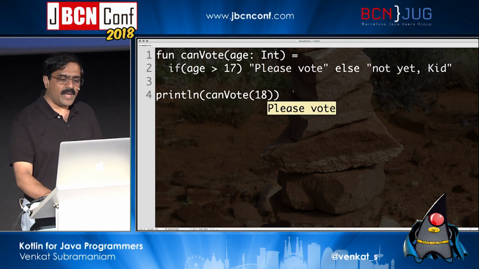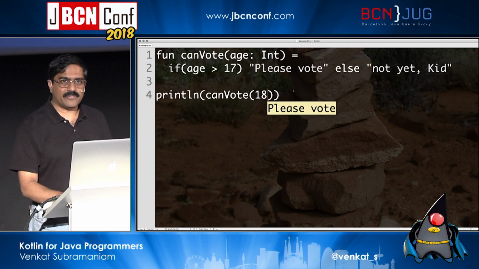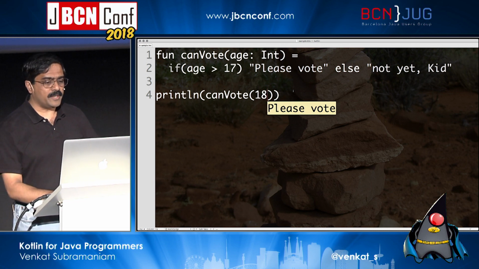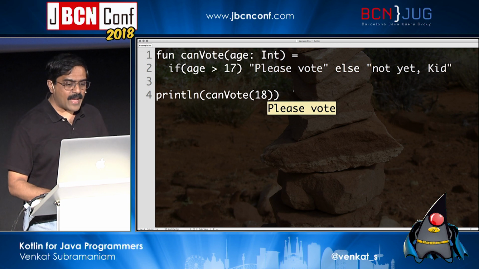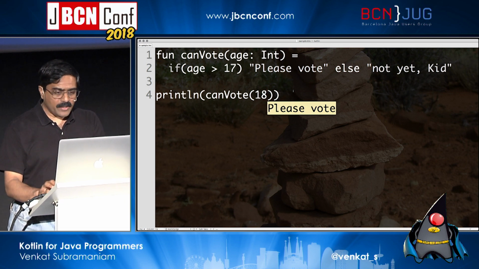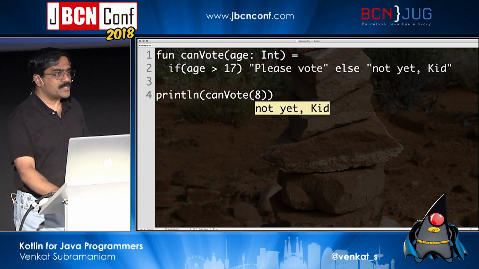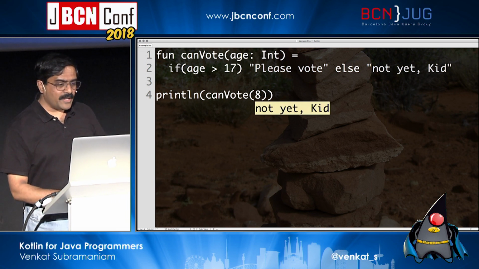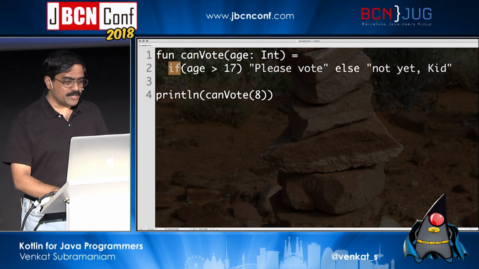And you can see how if is an expression in this case, because the result of the if expression was returned, it took the path of the first route, the then part, and it returned the value in that particular expression. On the other hand, if I pass a value of 8 instead of 18, you can see that it says not yet kid. So that's an example of how the if becomes an expression rather than becoming a statement.